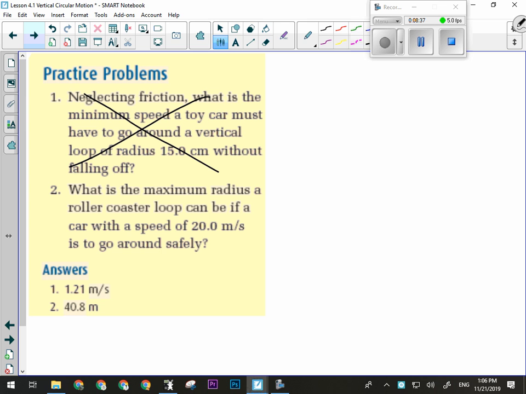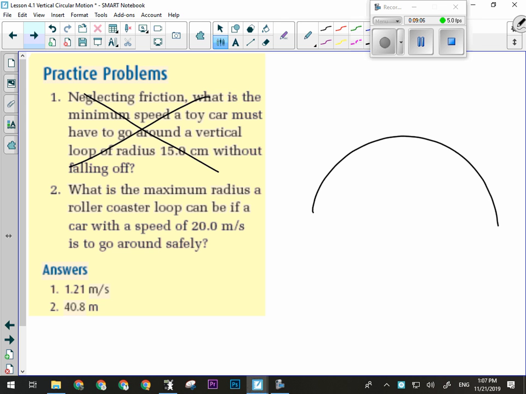But let's look at number 2. What's the radius of a roller coaster loop if a car can go around it with a speed of 20 meters per second? Okay, so it can go around safely at 20 meters per second. Now, the only part of a loop where you have to worry about your safety is which part of it? The top on the inside.